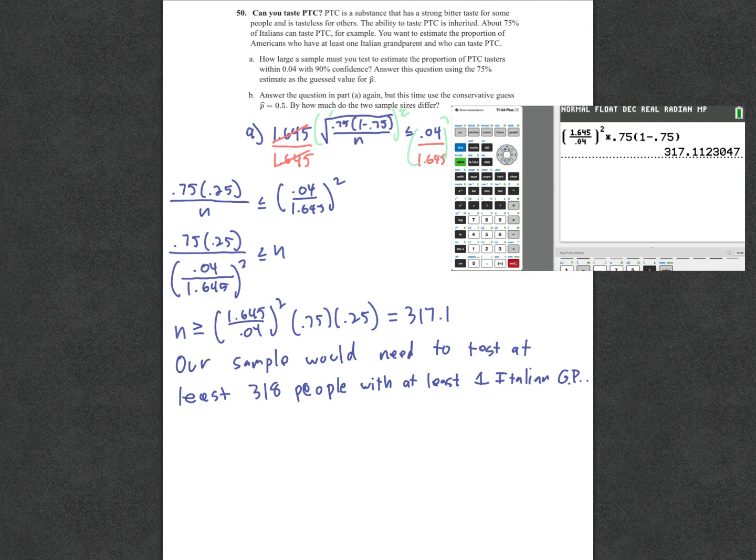Okay, so for part B, I'll do part B down here. N is greater than or equal to this exact same thing as before, so I won't redo the work for this. This will be 0.5 times 0.5. Okay, so let's go to the calculator to do that.